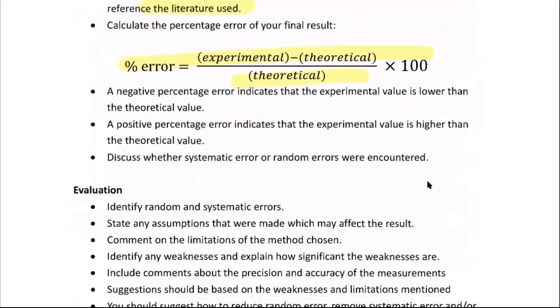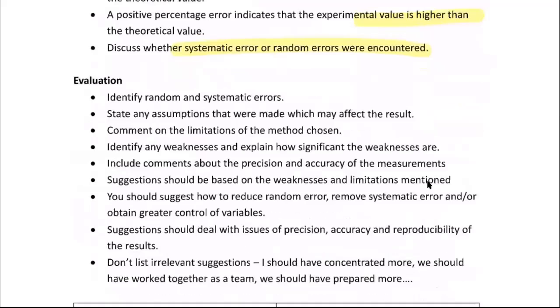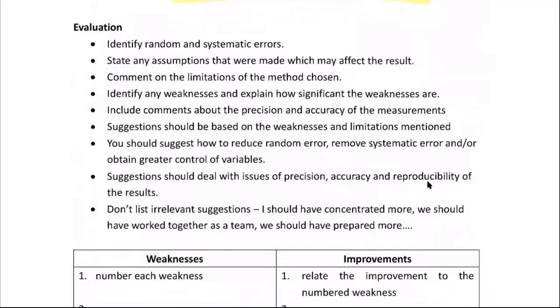And then based on your percent error, you can discuss it. If it's negative, that means your experimental value is lower. If it's positive, your experimental value is higher, and discuss whether you encountered these errors. And then evaluation is identify random and systematic errors, state any assumptions.